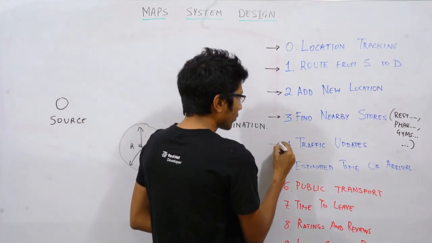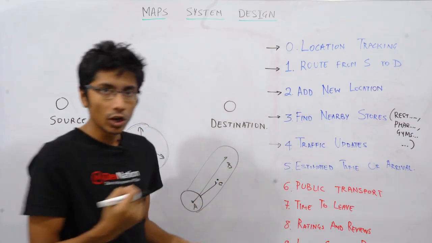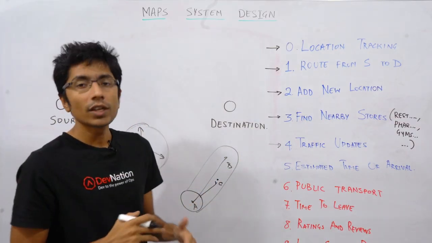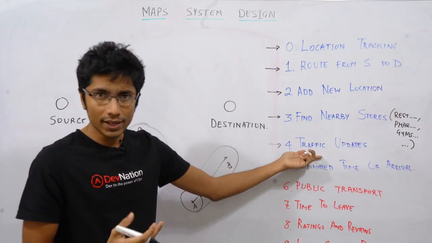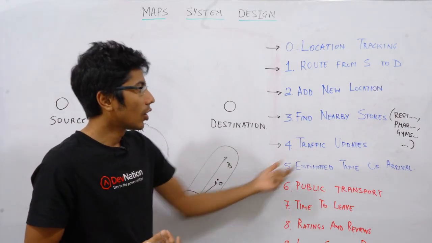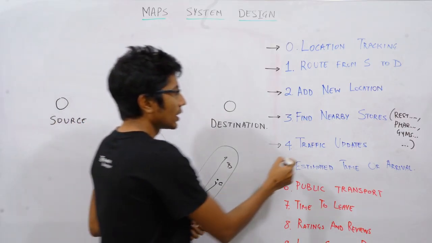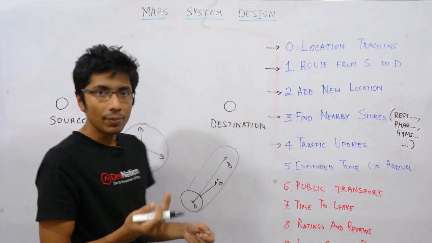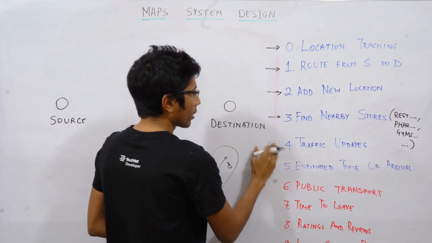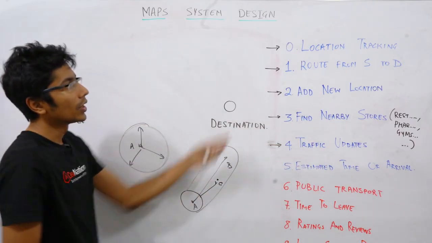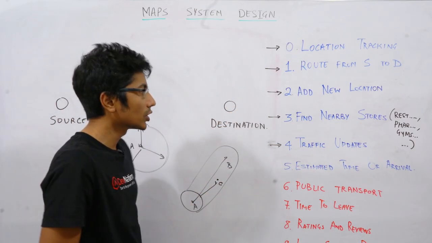Traffic updates is something that we need in Google Maps. It's essential for a person moving from a source to a destination to know whether there has been some sort of a road that has broken down, or there is an extreme amount of traffic, or a car has broken down in between. Whatever be the case, the traffic will update, and you need to have a notification for that traffic update. Estimated time of arrival seems to be a function of routing from source to destination.